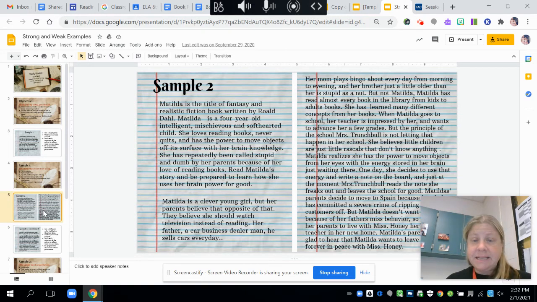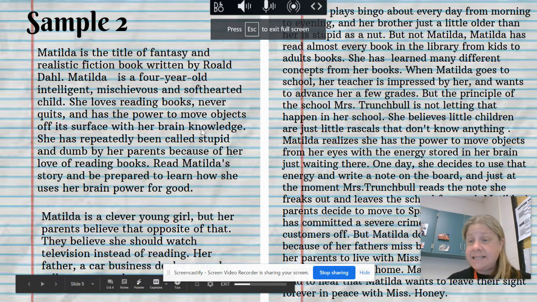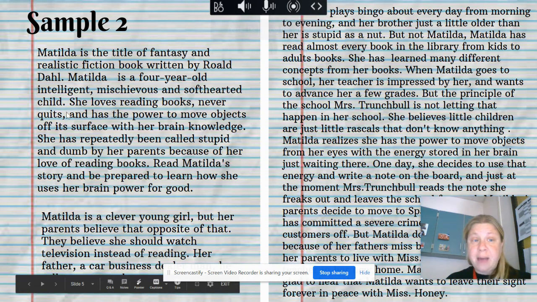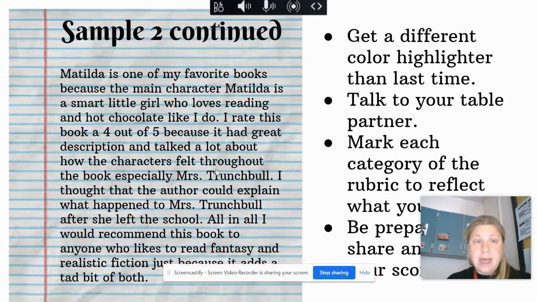This is all about Matilda. And you can see it's definitely much better. We've got my first paragraph here. Okay, Matilda is the title of a fantasy and realistic fiction book written by Roald Dahl. And then we have a little bit of information here. Then this person goes on to talk all about Matilda and about the book. And then finally, we have a concluding paragraph.